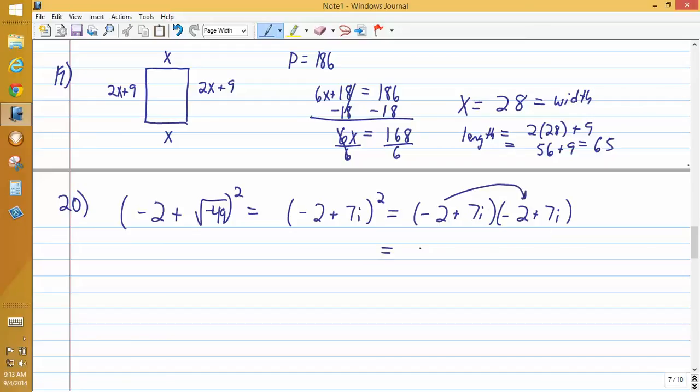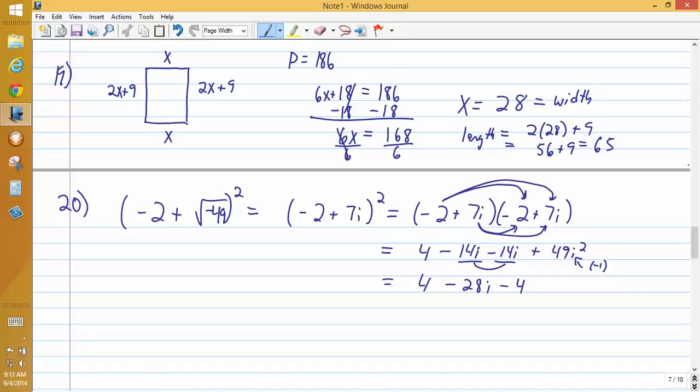So negative 2 times negative 2 is 4. Negative 2 times 7i is negative 14i. 7i times negative 2 is negative 14i. And then 7i times 7i is 49i squared. Combine like terms. That's negative 28i. And then where I have an i squared, plug in a negative 1. So that's going to be minus 49. Now combine these like terms to real numbers. So that's negative 45 minus 28i.